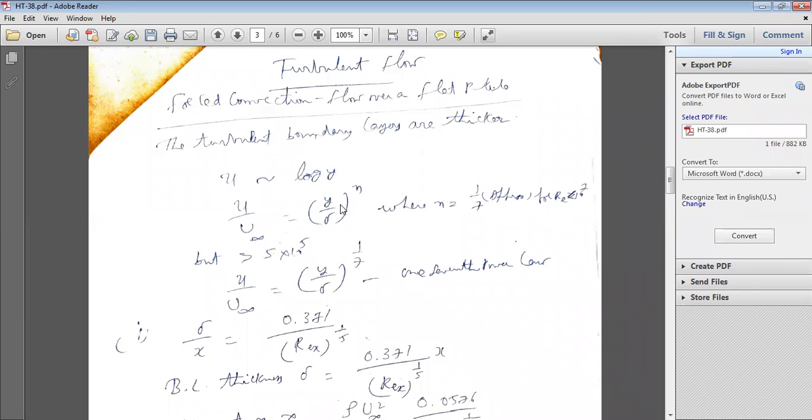So that is the relation in the turbulent flow condition. So far we have completed the laminar flow. Now we are discussing the turbulent flow. So the equation: velocity ratio u by u free stream is equal to y by delta whole to the power n, where n is equal to 1 by 7.